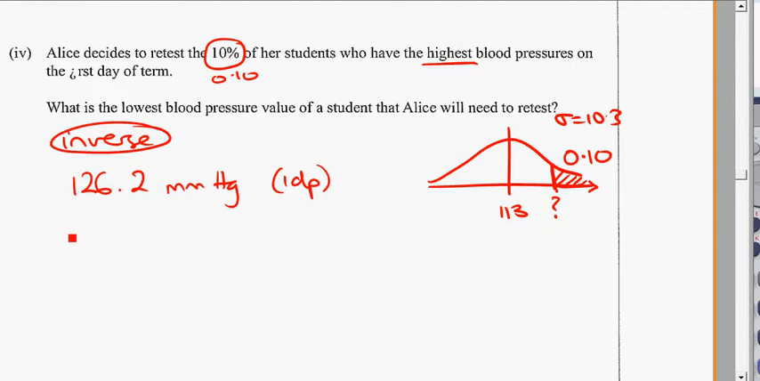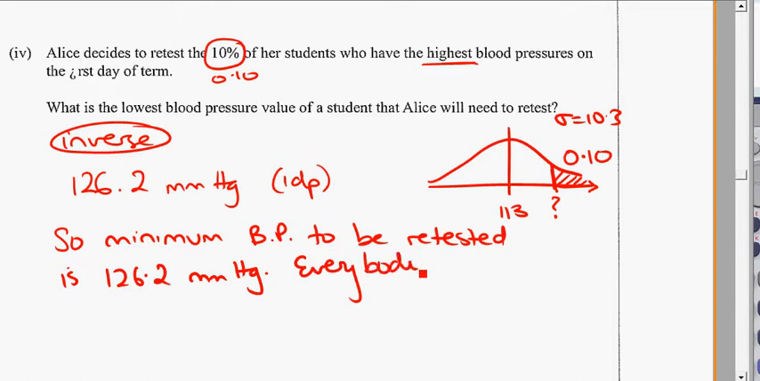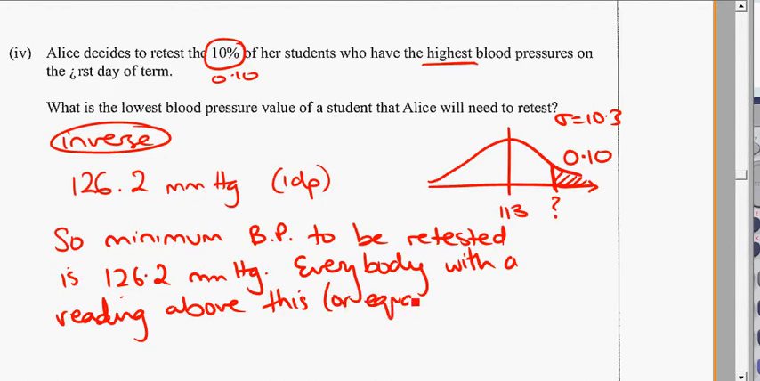And perhaps we better write a sentence with that. So minimum blood pressure to be retested is 126.2. Everybody with a reading above this, or equal to, will need to be retested.